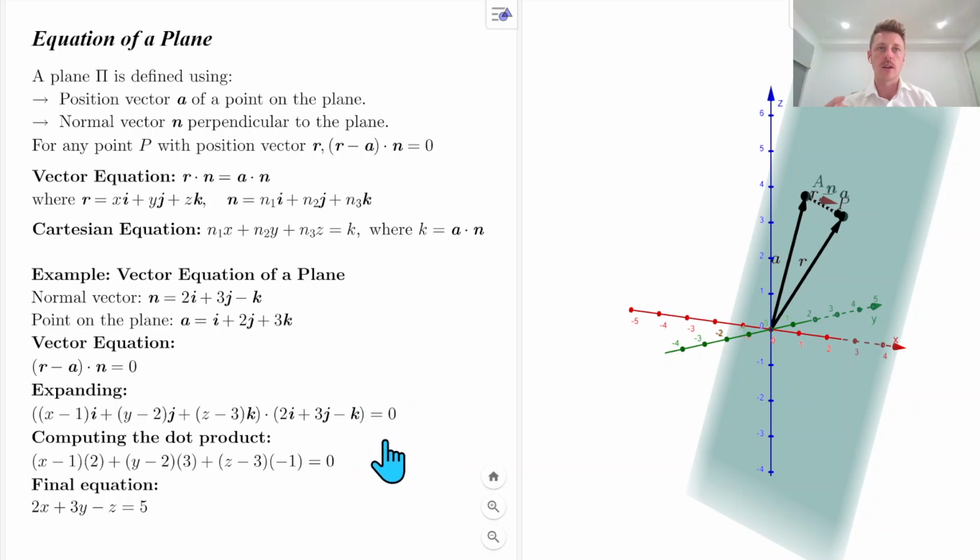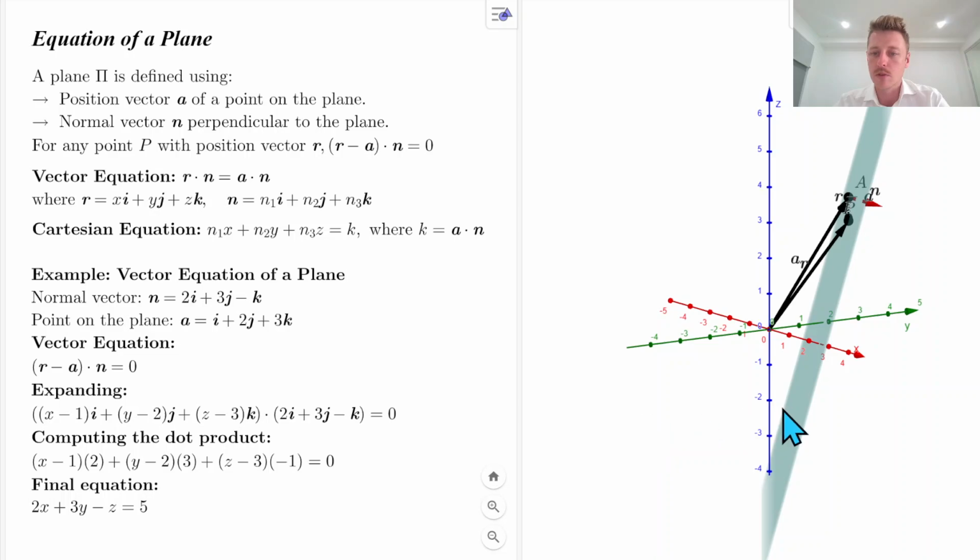And remember, the dot product gives us a number as the answer. So we get (x minus 1) multiplied by 2, plus (y minus 2) multiplied by 3, plus (z minus 3) multiplied by negative 1. That all has to equal 0. And then you simplify that and you get 2x plus 3y minus z equals 5.